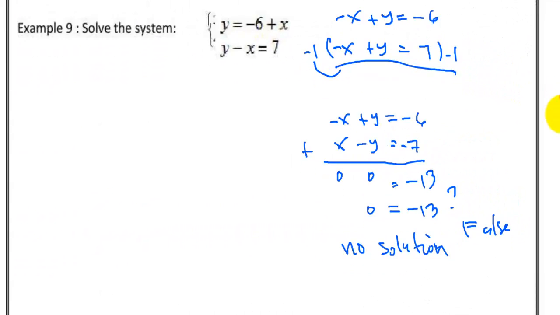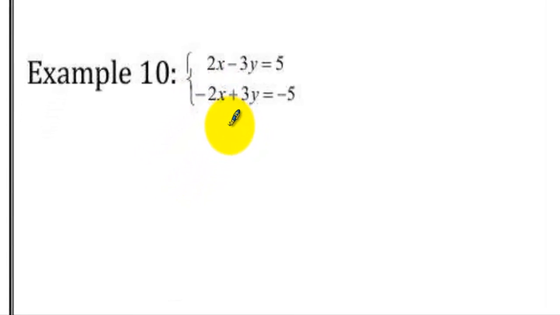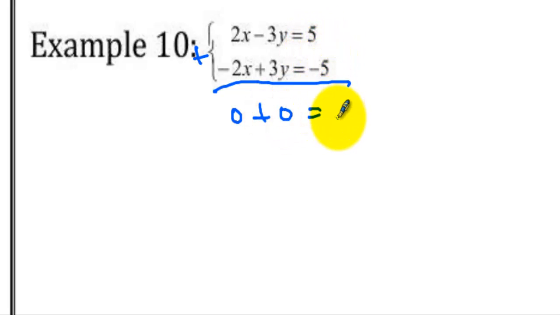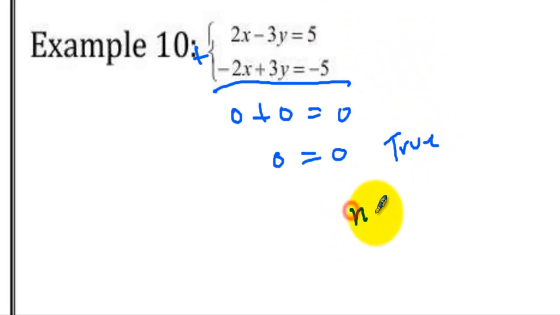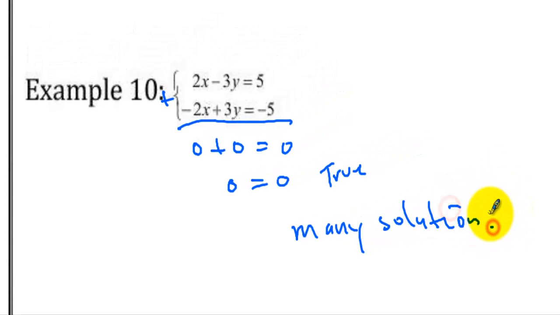Okay, and finally example number 10. Well, we already have matching terms, actually opposite terms. So once we add, x will be eliminated. Well, in this case, same thing with the y variable. So 5 plus negative 5 is also 0. Alright, in this case, I have 0 equals 0. So this is true. This system has many solutions.